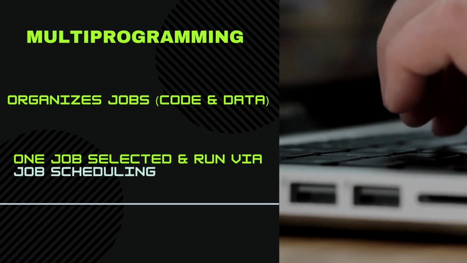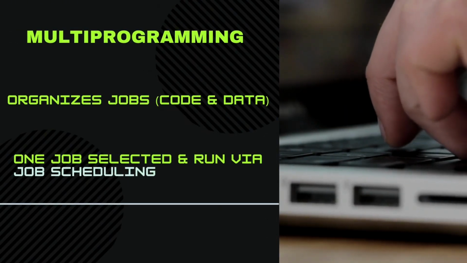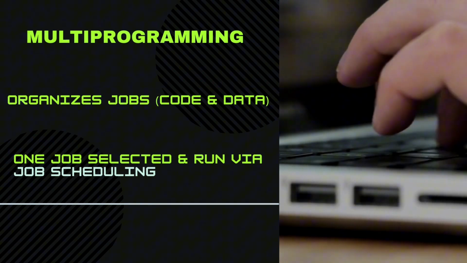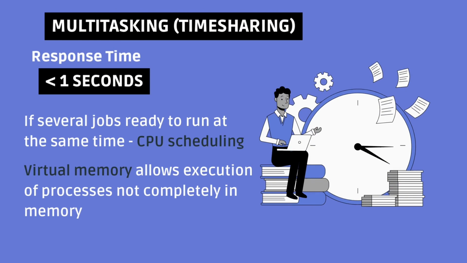And multiprogramming is used to organize jobs. One job will be selected and run via job scheduling. Next is multitasking, which is also called time sharing, where the response time should be less than 1 second. If several jobs are ready to run at the same time, we call that CPU scheduling. And virtual memory allows execution of processes not completely in memory.